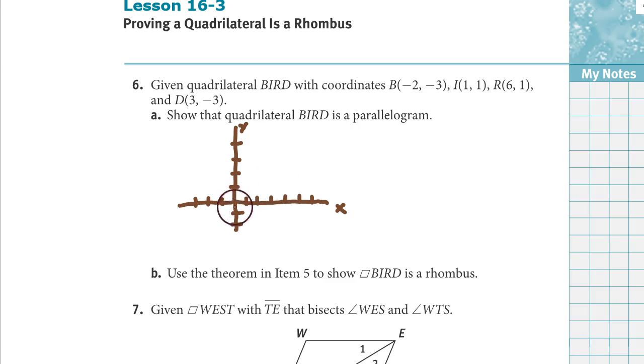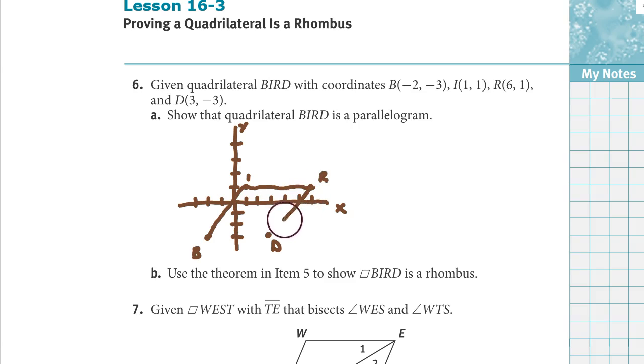And let's graph these dots. So -2, -3 is left 2, down 3. Here's this dot. This is point B. And then 1, 1. So over 1, up 1. This dot is point I. And then 6, 1. So 1, 2, 3, 4, 5, 6 to the right, up 1. Here's 6, 1. This is R. And then 3, -3. Right 3, down 3. Here is point D. Let's connect these together. And we have a 4-sided shape.